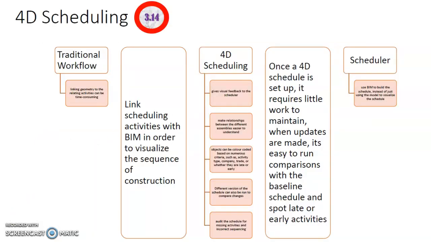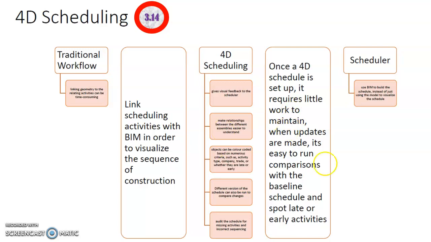VDC services also include 4D scheduling, and this 4D scheduling links the scheduled activities with BIM in order to visualize the sequence of the construction. That is superior to the traditional workflow where the stakeholders will need to link the geometry to the relating activities, and that will be very time consuming. Through VDC and in the BIM model, once the 4D schedule is set up, it will require very little effort to maintain the 4D BIM schedule or BIM model.